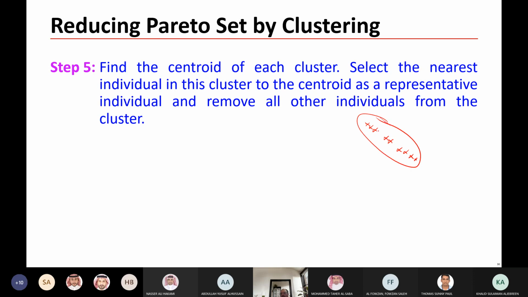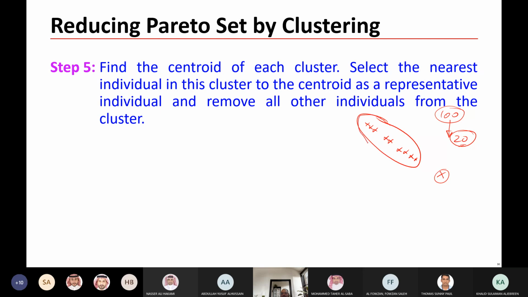And this could be one cluster. So if you have, for example, 100 solutions and you need to reduce it to 20 only, this is the maximum size. And you have a Pareto set equal to 100 solutions. So in this case, definitely each cluster will have 5, 10 solutions. Maybe one solution will represent one cluster only if it is far from the others, and so on.